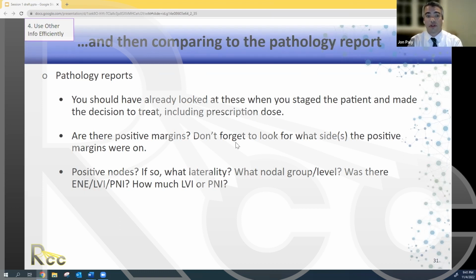Was there any extranodal extension or lymphovascular invasion or perineural invasion? And if there was perineural invasion, was it microscopic or was it gross perineural invasion? All of these are very telling and will shape what you are drawing.